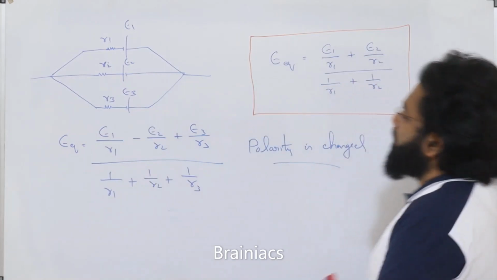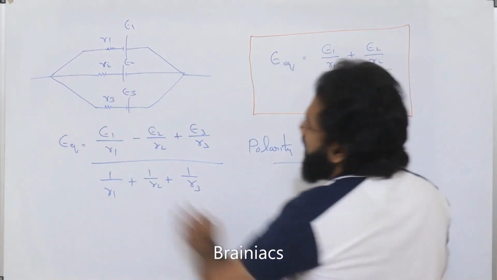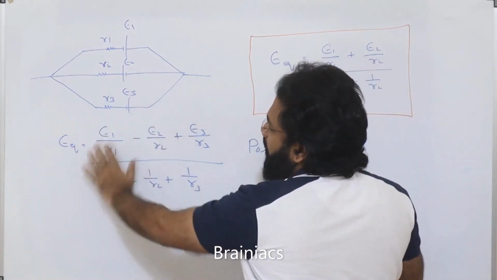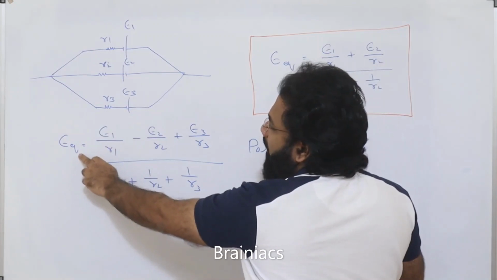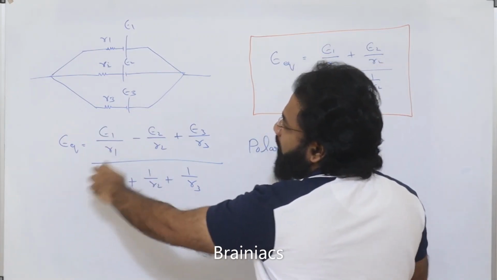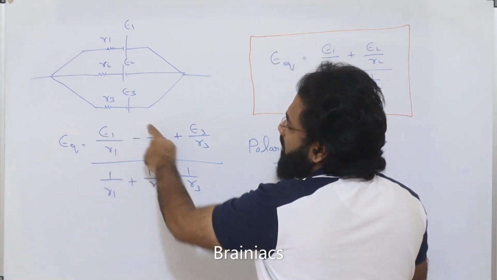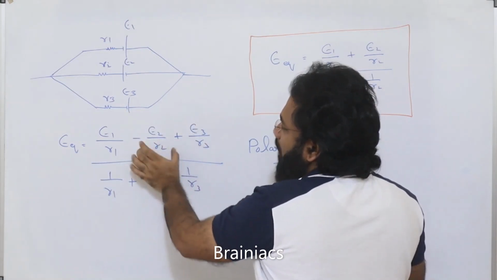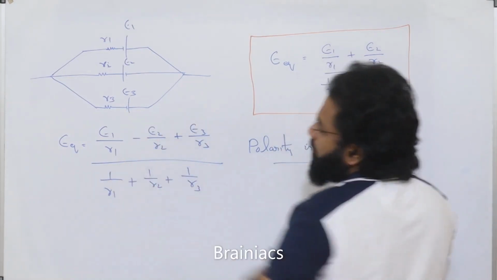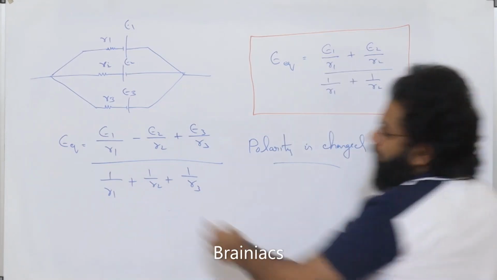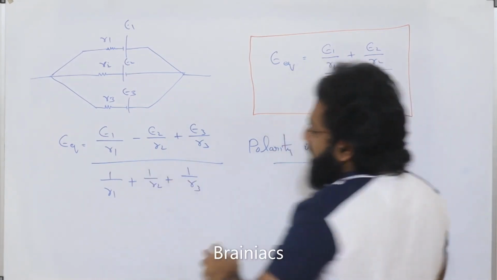Parallel combination, this is the kind of formula we get for equivalent EMF: E1 by R1 plus E2 by R2 plus E3 by R3. If one polarity is changed, we will have to change accordingly. Divided by 1 by R1 plus 1 by R2 plus 1 by R3.